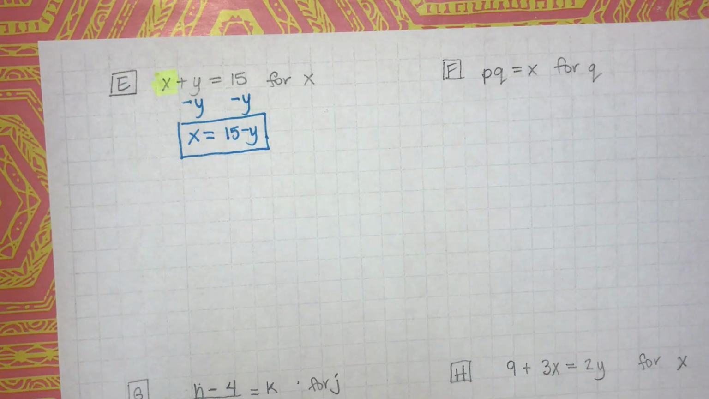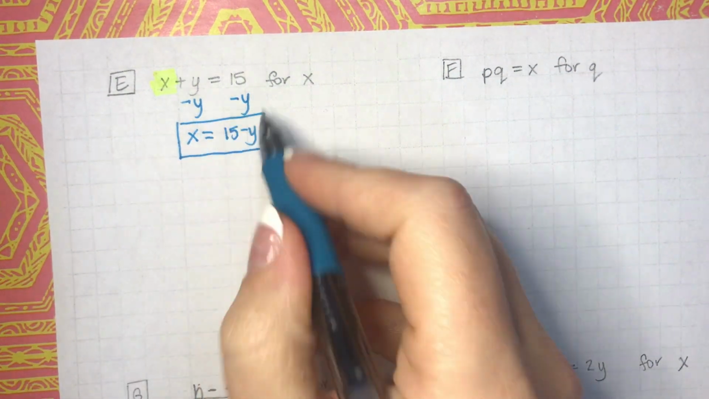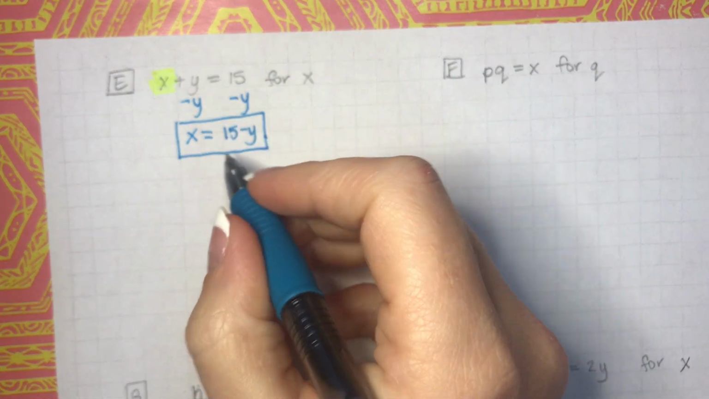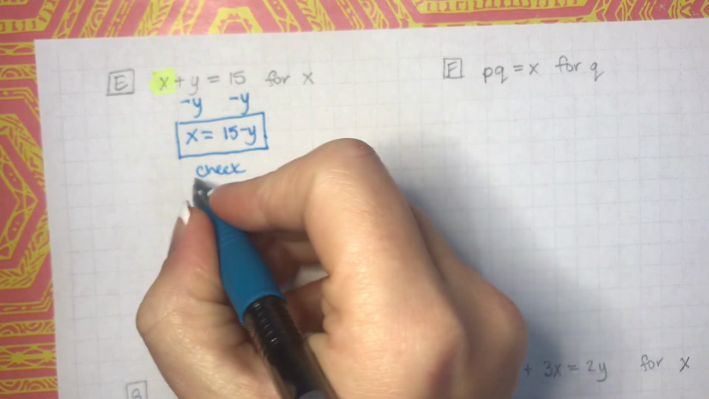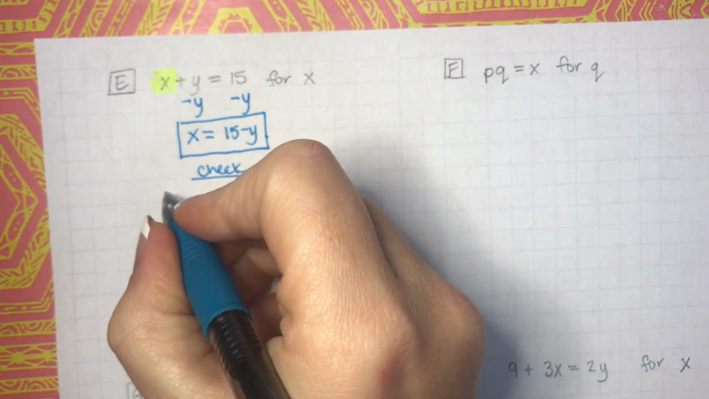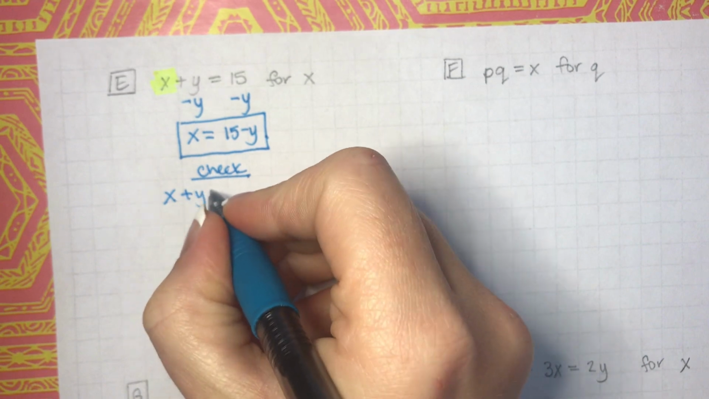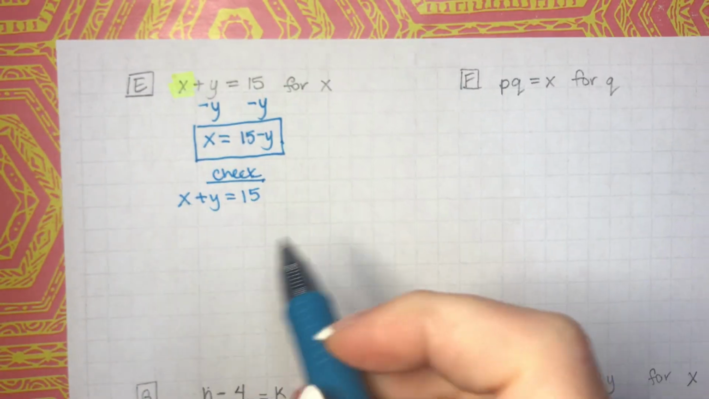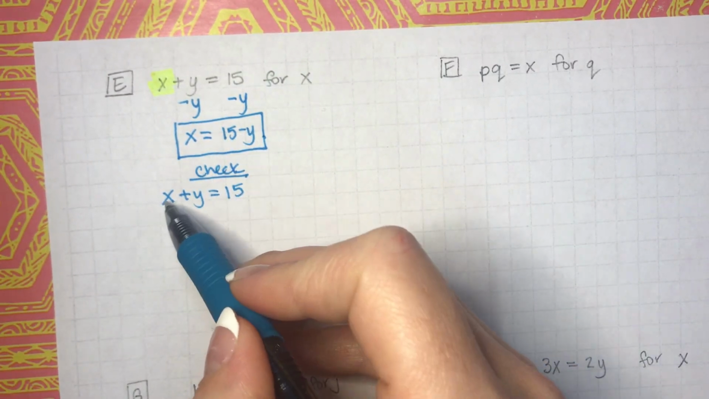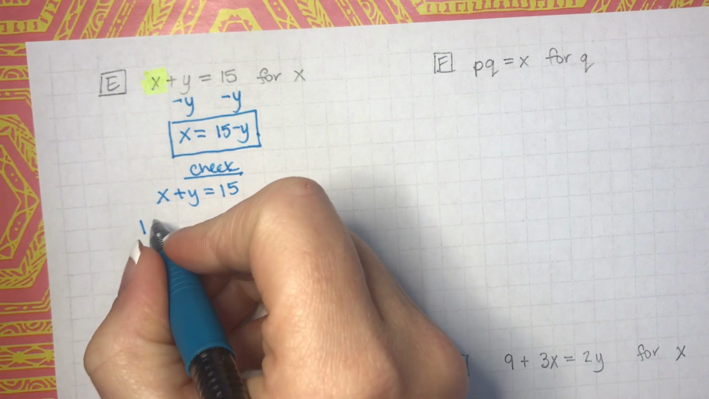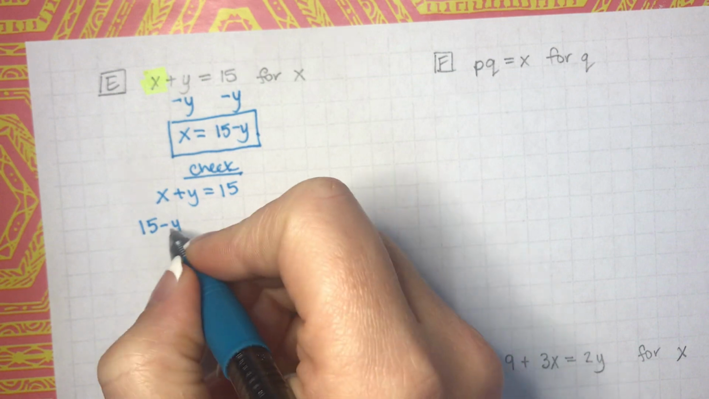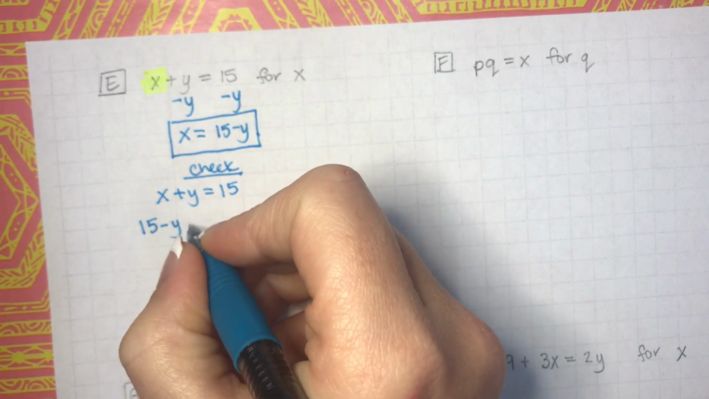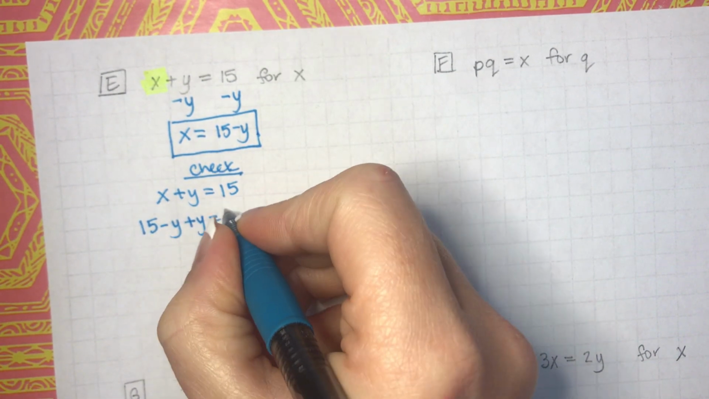If you did, awesome job. Okay, let's see how you did on the check. If you didn't, go ahead and change your work so your work is the same as this. Let's go ahead and check it. We're going to go ahead and write that original equation. And then we substitute this in for x because it's the same thing. So 15 minus y is equal to x, so I substitute that in. Then we write plus y equals 15.